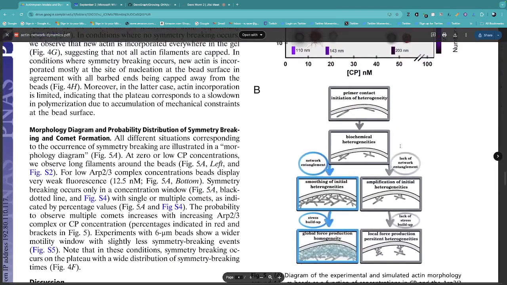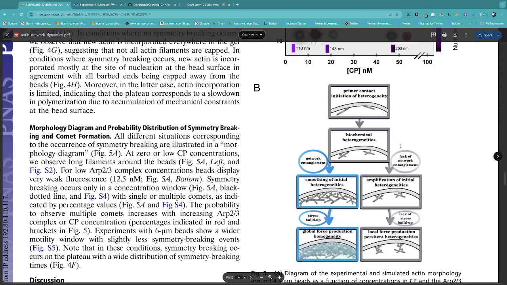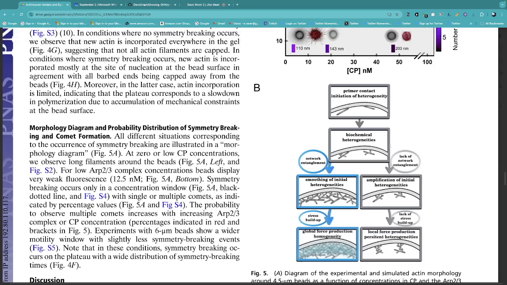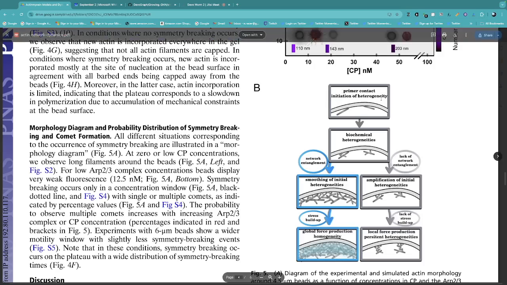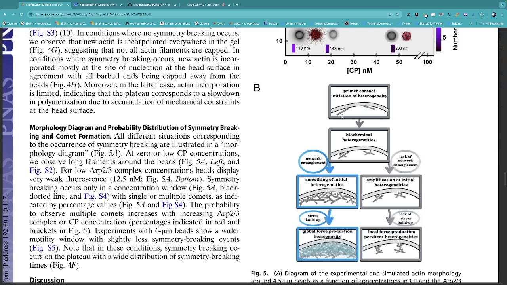In B here, in 5B, we can see another example of this, where in the technical sense, not in the network science sense, the first step here is primer contact or initiation of heterogeneity. So this is where we have the filaments that are separated and they're kind of on this membrane. Then you start to get biochemical heterogeneities where you get these overlapping filaments in different parts of the membrane. So this is where you have these subnetworks.